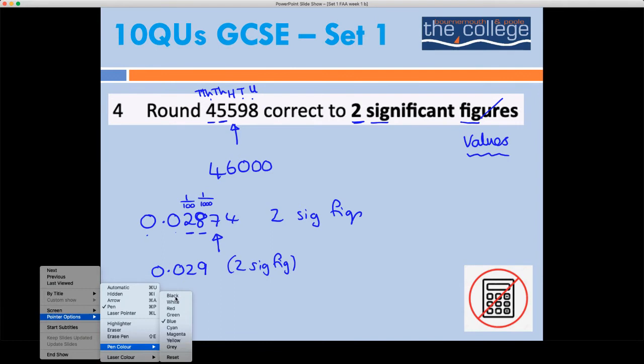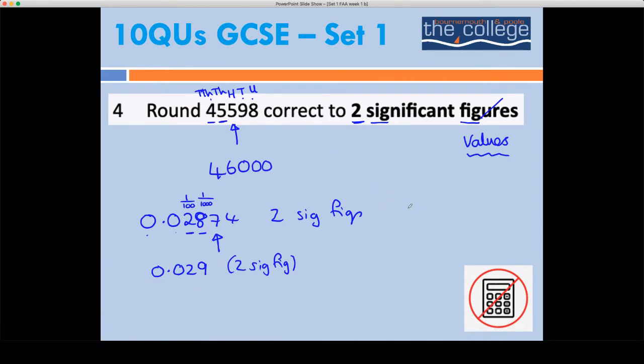Okay, but what if they had asked you to round that second one to decimal places? So let's just show you what would happen if it had been a decimal place, this one. So if it's 2 decimal places, 0.02874. So decimal places, you start counting from the first decimal place, and that's the second decimal place. So therefore, we're looking at the 8 now. And to 2 decimal places, that means only 2 digits are allowed after the decimal point. That 8 is going to round that 2 up. So this one would be 0.03, and that's to 2 decimal places.